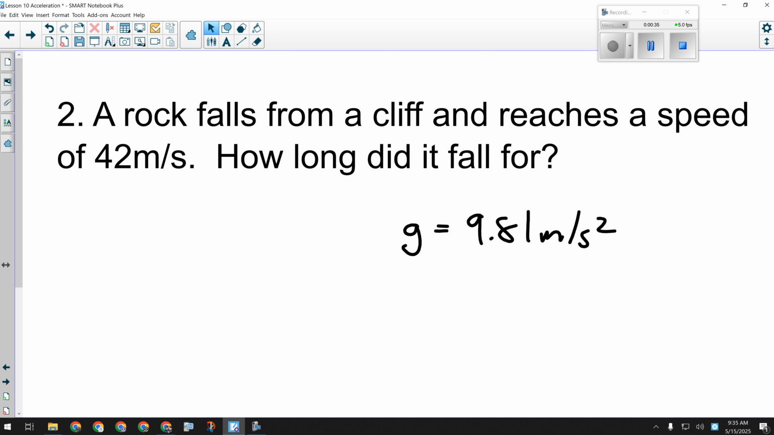That's the number you're going to want to know. I don't mean you have to memorize it. It's obviously on your formula sheet. But we use it all the time. Anytime an object is falling, even if you throw it up in the air, it's technically still falling. The acceleration due to gravity is 9.81 meters per second squared down. Everybody with me there?